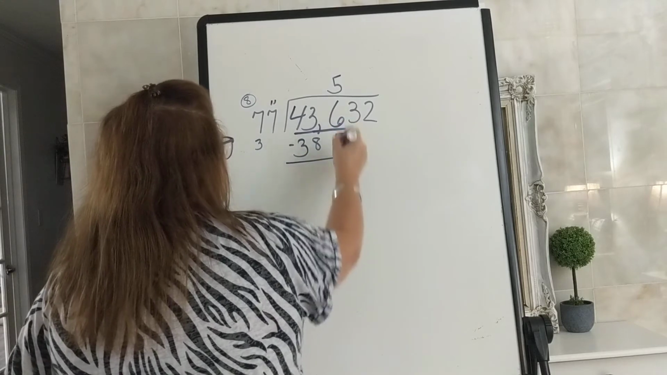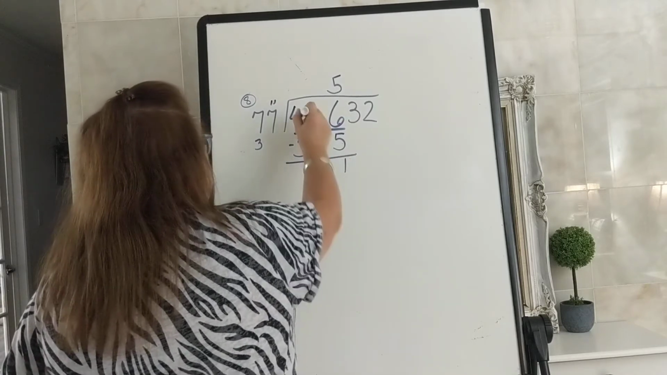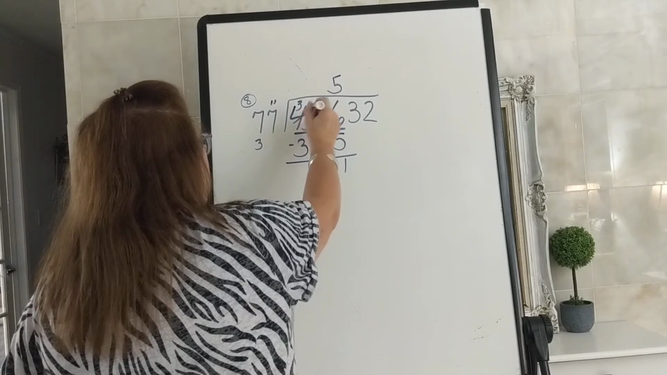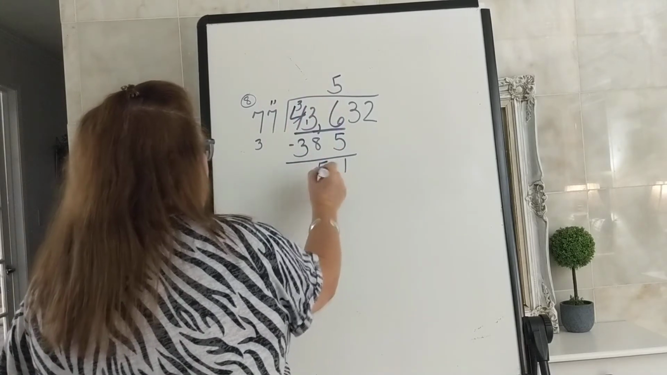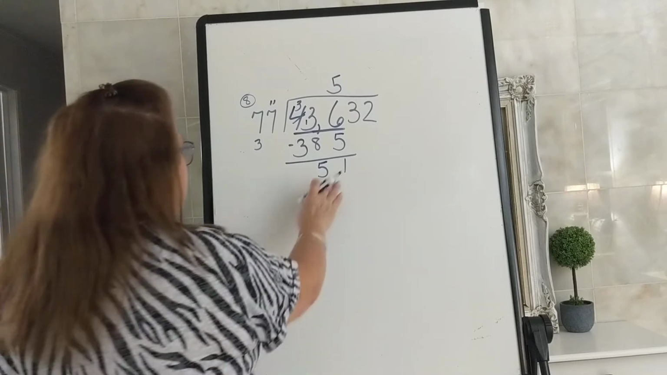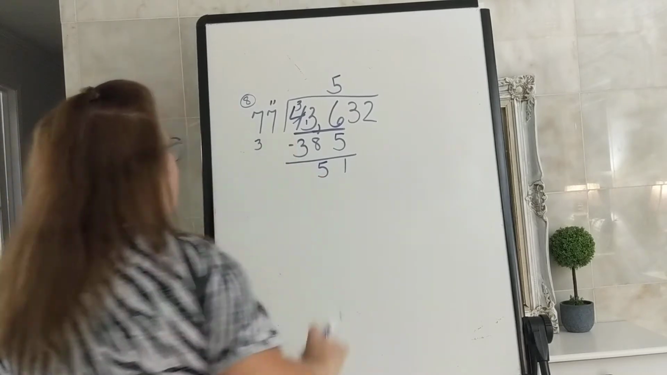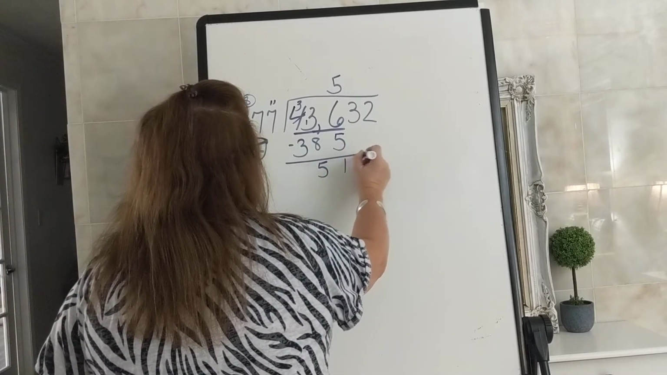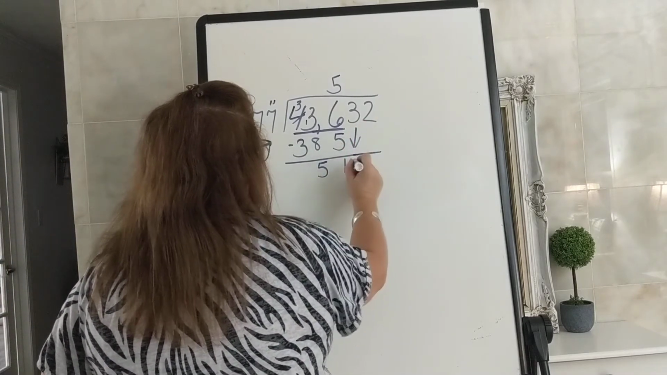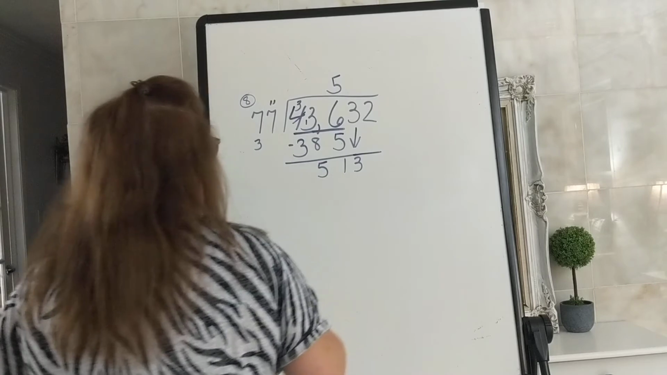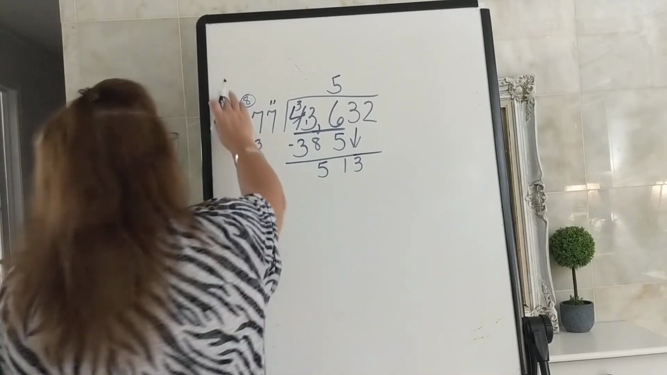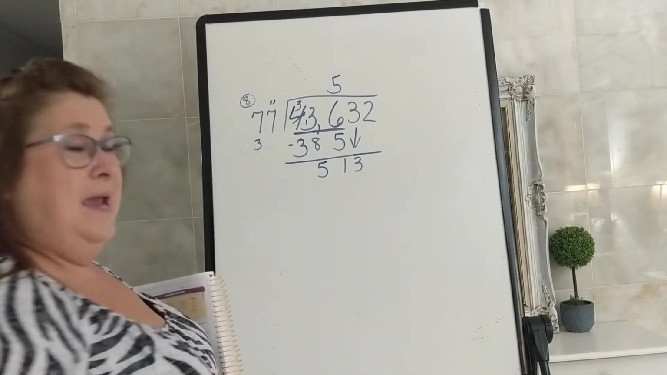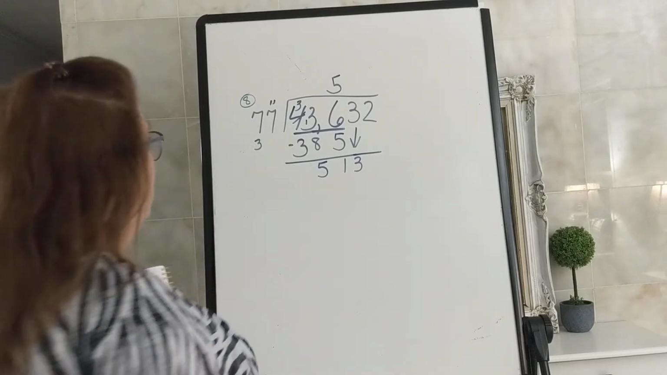We subtract. 6 minus 5 is 1. We borrow from our 4 and make it a 3 because we have to borrow here. 13 minus 8 is 5. We compare. Is 51 smaller than 77? It is. So we bring down our next digit, which is a 3. And we're going to go back to our pretend divisor, 8. How many times will 8 go into 51? 8 times 6 is 48, so let's try that.